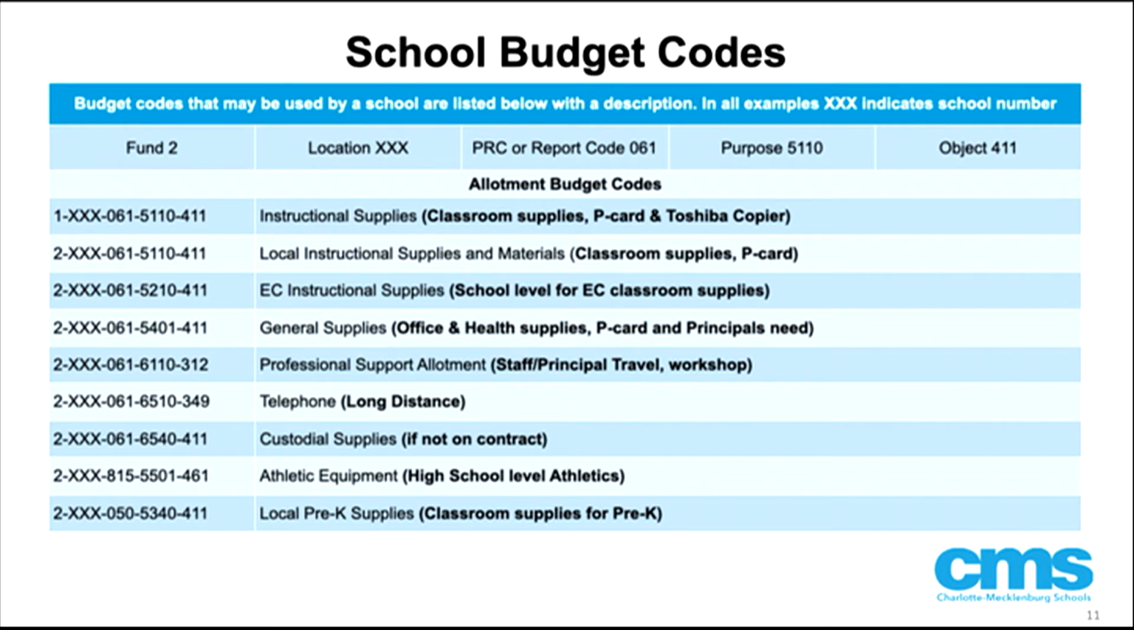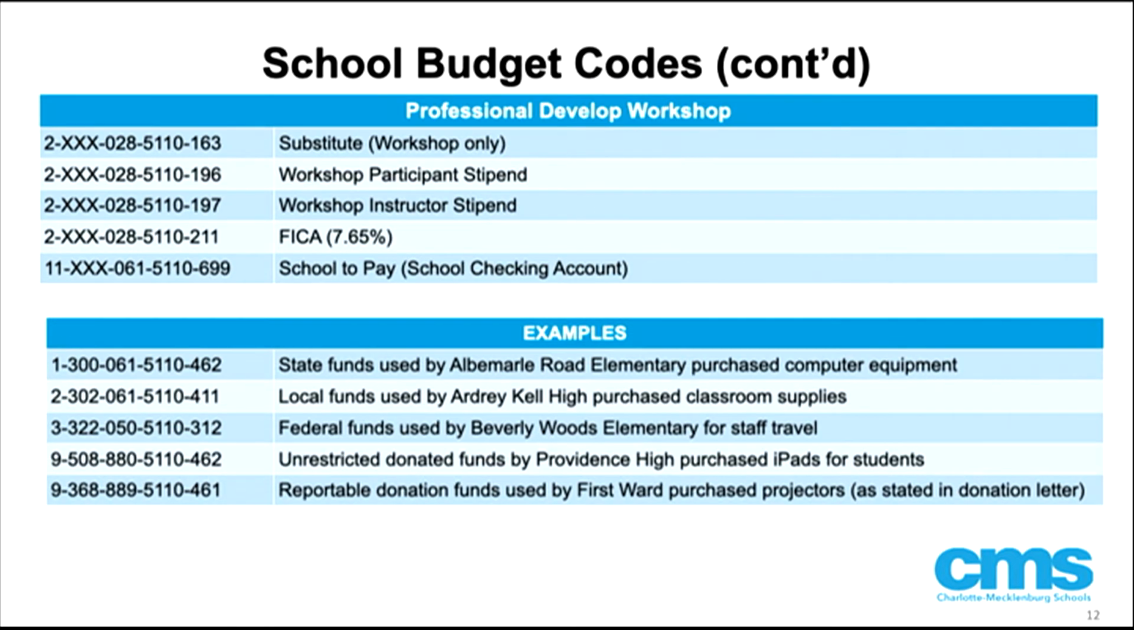As you see, for Fund 1, the X's will always represent your location. So when you're filling out a budget request, you'll indicate in the location your school number. If your school is Albemarle Middle, you'll say 300, or Albemarle Elementary, you may say 301. And then you'll see we require your PRC, and it's all listed on the sheet for you below.